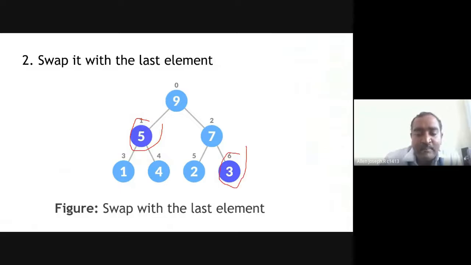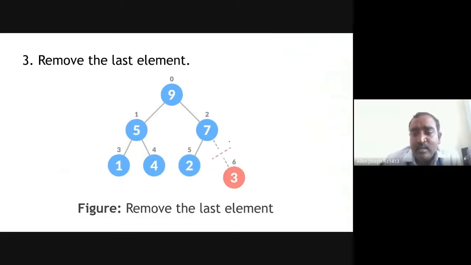And after that, what happens? After this, we just remove the last element. It's depicted in red color here. You remove the last element. So this is your algorithm for deletion.